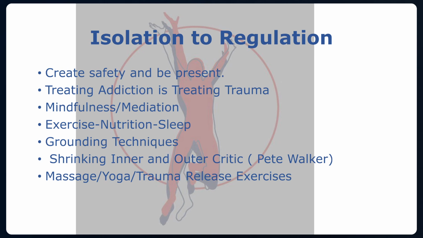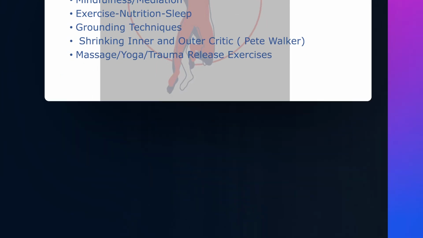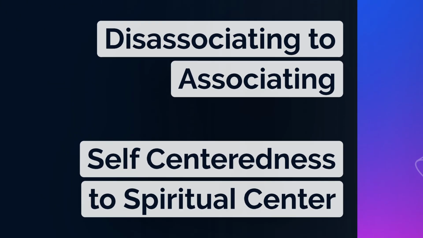And the other one is getting into somatic-based relaxation: massage, yoga, trauma release exercises, stretching, getting in and releasing the tension in the body. So the idea here, as I said, is addiction is about this dissociating, pulling ourselves away from the inability to regulate, to associating, connecting to ourselves and others. And in Narcotics Anonymous, they talk about the spiritual part of our disease being this total self-centeredness. So the idea here is we're moving from a self-centeredness to a spiritual center.